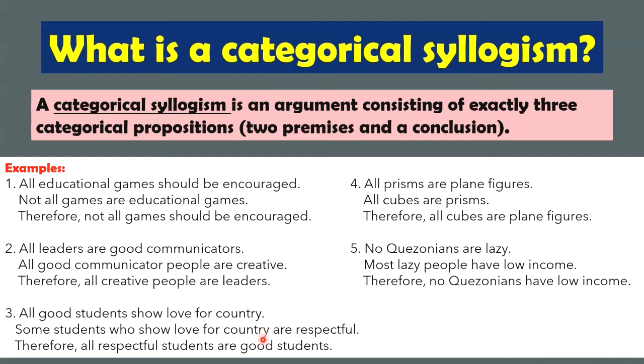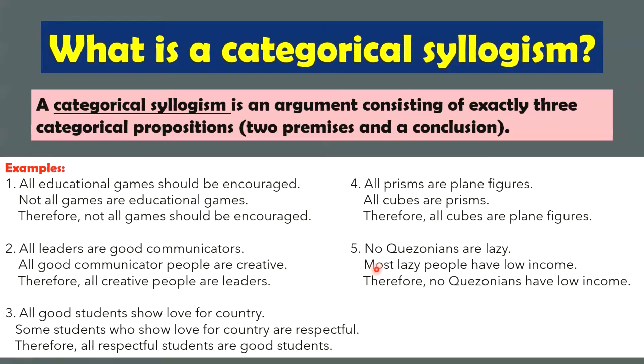So, kapag inisa-isa nyo tong mga to, you'll see they have exactly three categorical propositions, okay? Yung unang dalawa, the first two categorical propositions, they are called premises, okay? The third categorical proposition is what you call a conclusion. In this video, we're going to determine the validity of each categorical syllogism here, okay, using Euler diagrams.